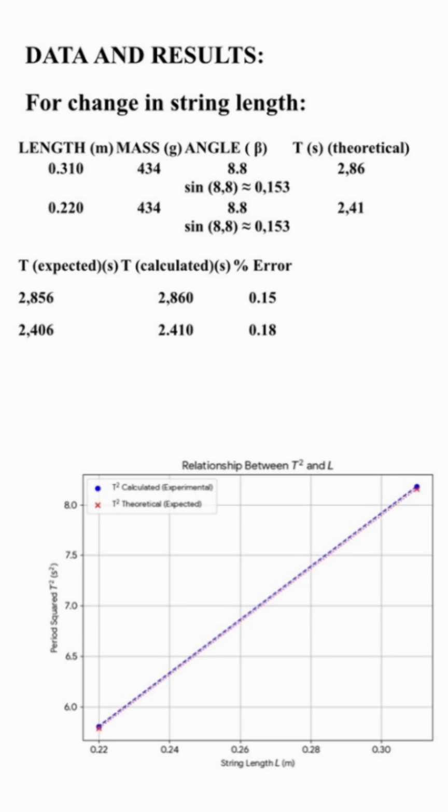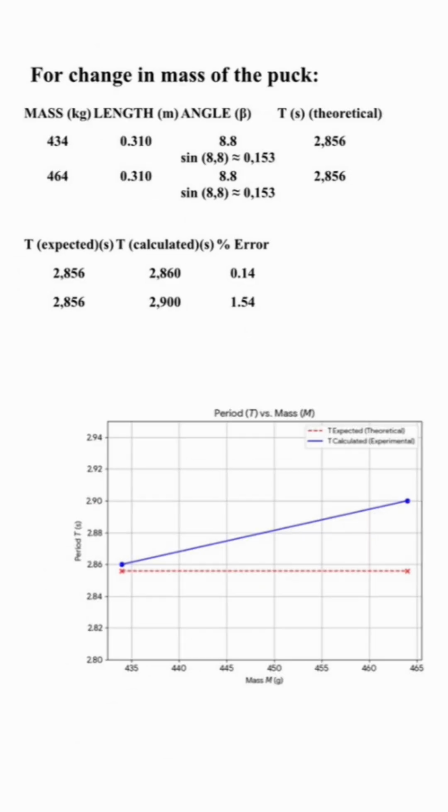The discrepancies can be attributed to several experimental limitations: small timing uncertainties in identifying spark marks, minor friction due to non-ideal airflow on the air table, slight inconsistencies in the release angle, and uncertainty in measuring the exact effective length of the string. Despite these sources of error, the overall trend aligned strongly with the theoretical relation between T and L.